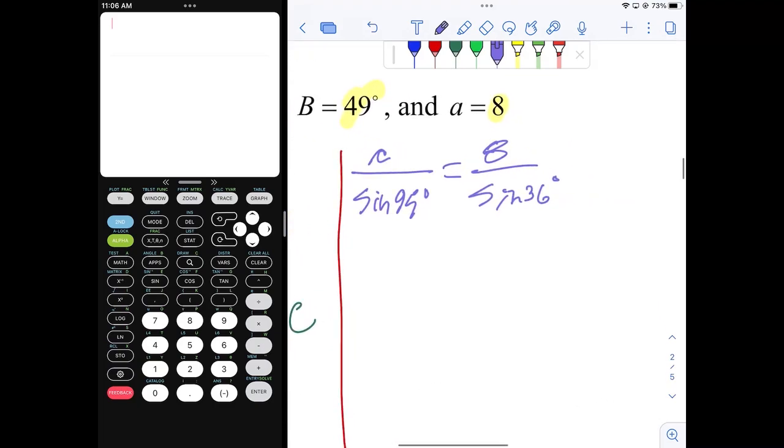Now, the reason I say to put your unknown length in the numerator is that to solve for C, all you got to do is multiply both sides by sine of 95. So we're going to end up with 8 times sine of 95 degrees all over sine of 36 degrees.